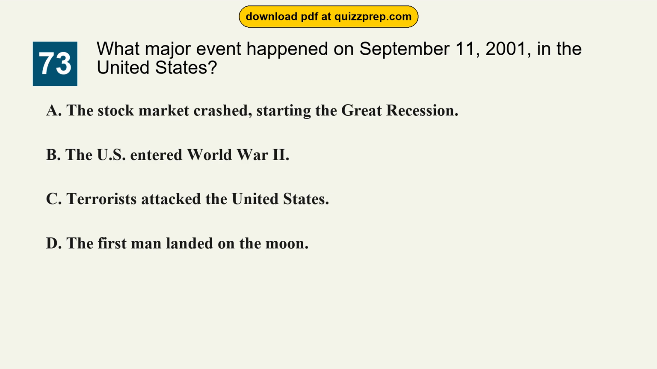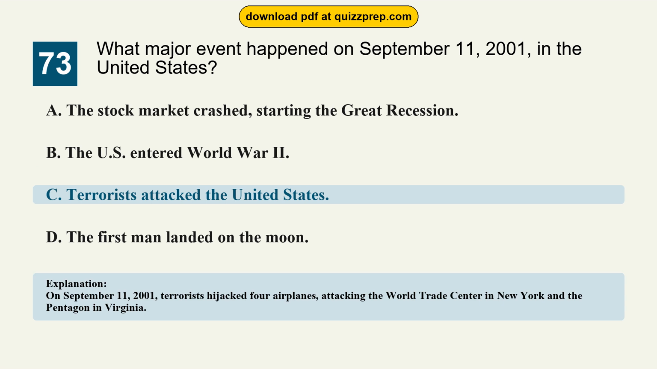Question 73. What major event happened on September 11, 2001, in the United States? Option A. The stock market crashed, starting the Great Recession. Option B. The U.S. entered World War II. Option C, terrorists attacked the United States. Option D, the first man landed on the moon. The correct answer is option C. Terrorists attacked the United States. On September 11, 2001, terrorists hijacked 4 airplanes, attacking the World Trade Center in New York and the Pentagon in Virginia.